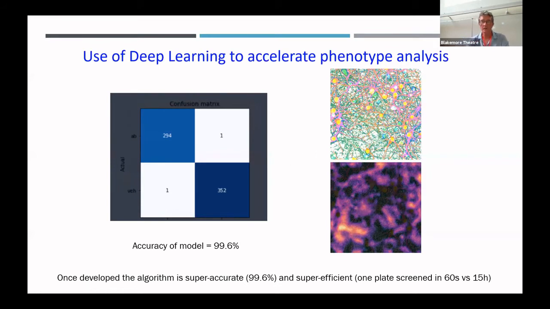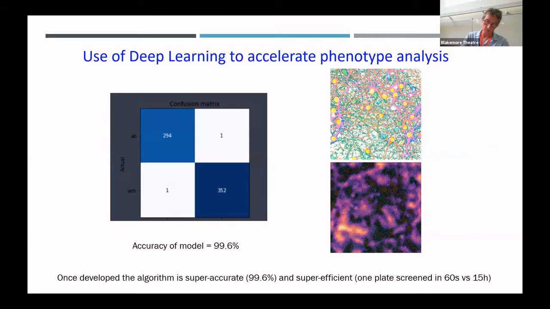But I think the real value of this is that it is, as I said here, super accurate, 99.6%. But it does this on one plate in 60 seconds, 1 minute. The amount of time taken under conventional analysis on high content imaging is 15 hours. It's a tremendous increase in speed and efficiency. But this is early work.